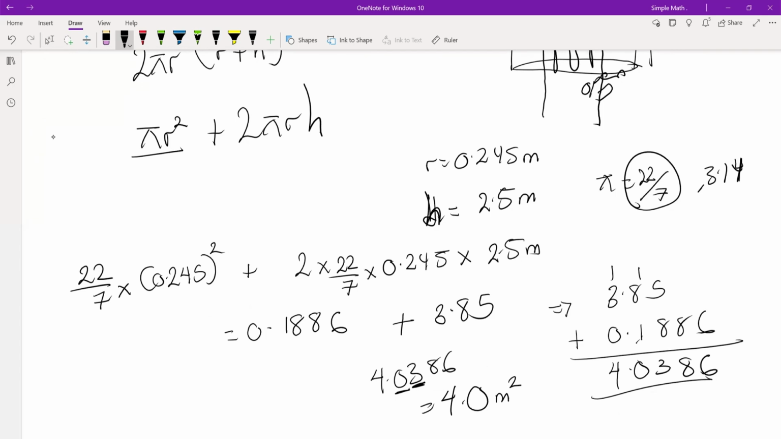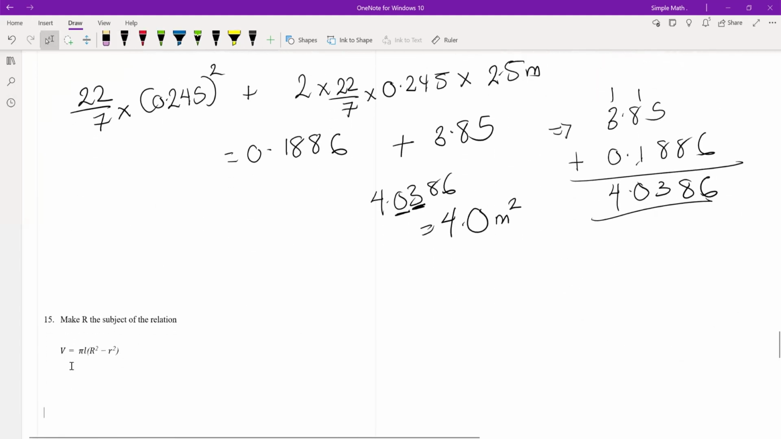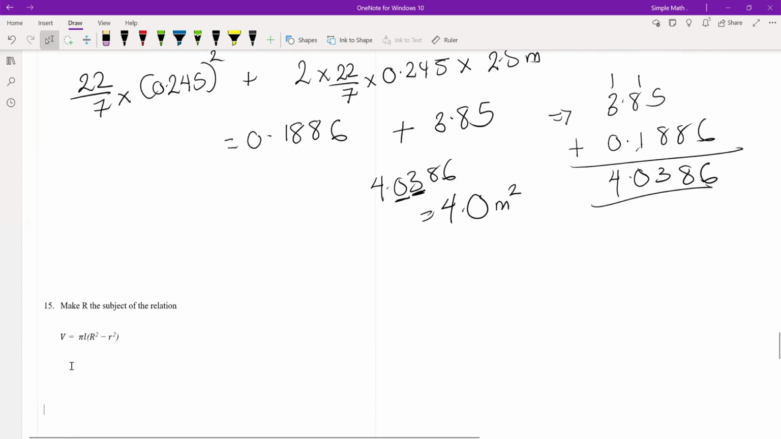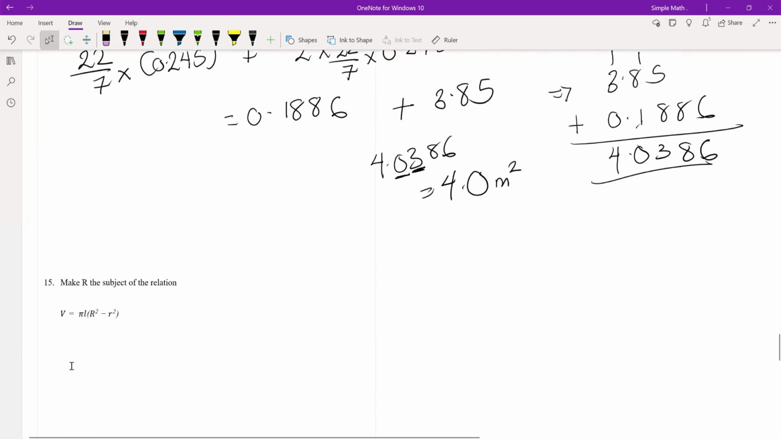All right, so next question. Let's go to the next question. It would be number 15. Make R the subject of the relation. Okay, so what we have here is V equals pi l, big R squared minus small r squared.